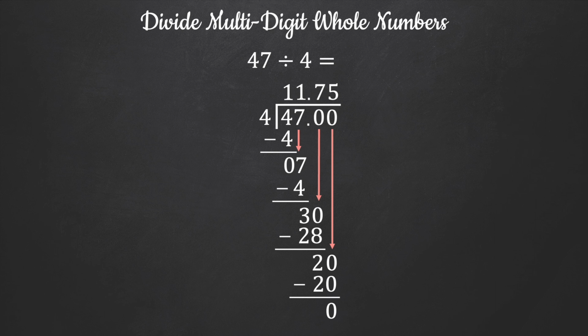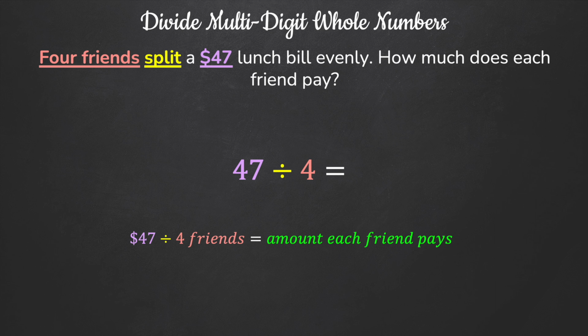And our answer is 11 and 75 hundredths, which is $11.75 in the context of this problem because we're talking about money. So basically, if the lunch bill is $47 and we're dividing it among 4 friends, each friend is going to pay $11.75.